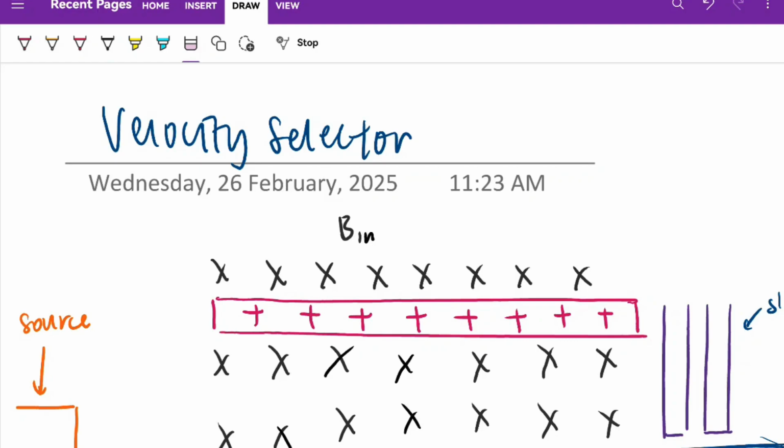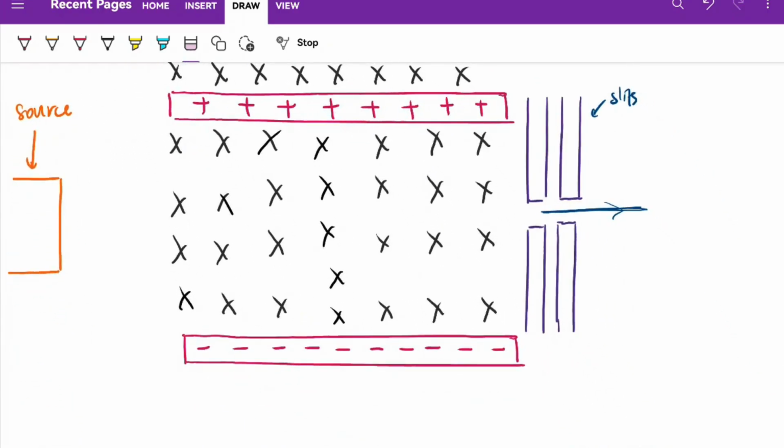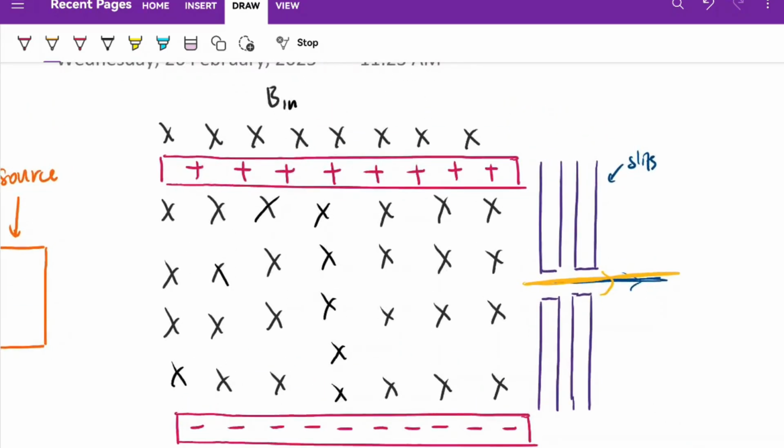So what is actually velocity selector? It is a device that only allows charged particles with a specific velocity to pass through. The name velocity selector itself means that only a charge with a selective velocity can pass through this slit. So this device is set up where we have a uniform magnetic field and electric field as well. So we have a source here.